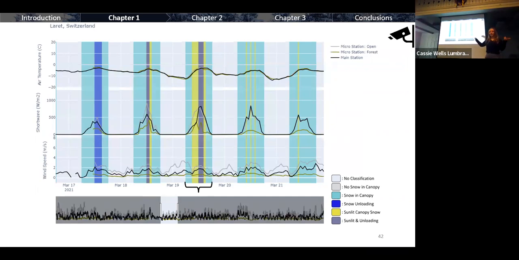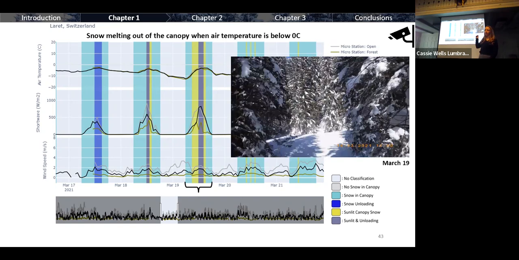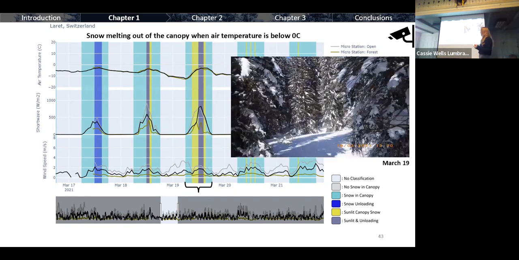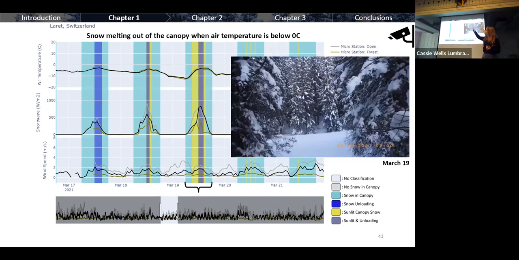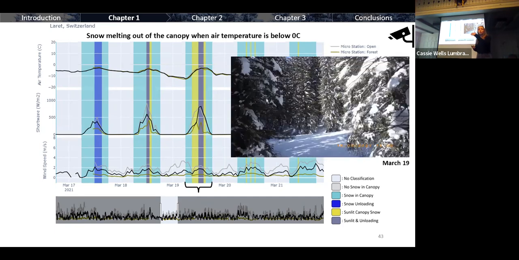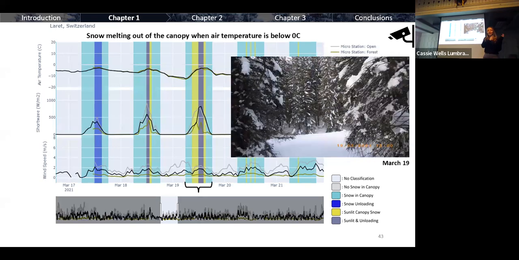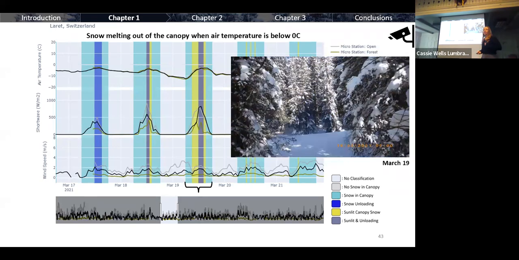So this is Lorette, that's that same field site, and I just want to highlight an example. We have a Met station in the forest, a Met station in the open, and the other one is a larger Met station nearby. So we have the same observations for an event. If you look at March 19th of 2021, you can see that we actually have snow melting out of the canopy when the air temperature is less than 0. That's exactly what we felt when we were standing out there, of course, but you can actually see it in the meteorological data. You can see that the air temperature is in fact less than 0. It's approaching 0 as a maximum in the day, but we had an increase in shortwave. And so this overlaps with our sunlit canopy observations and snow starting to unload.